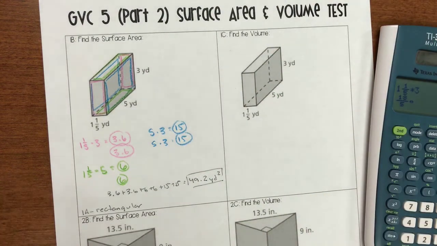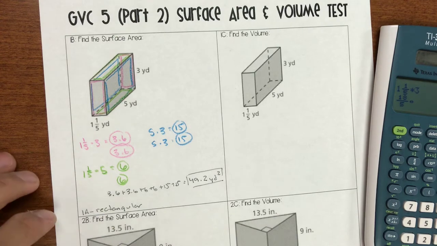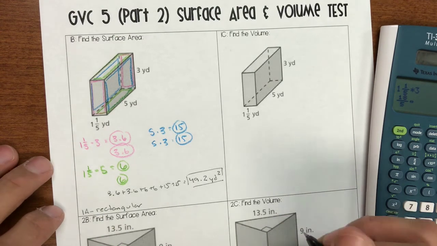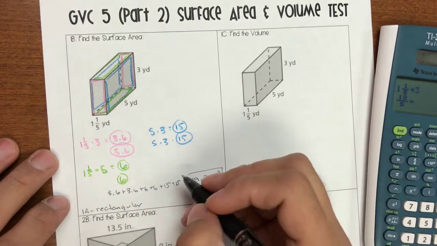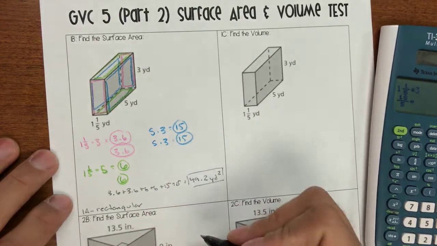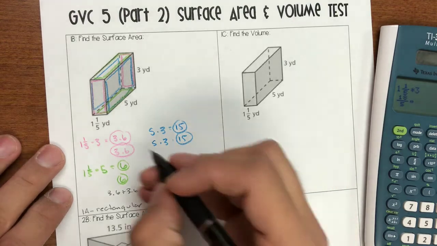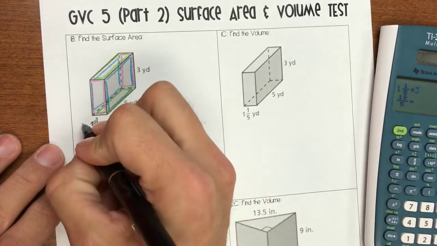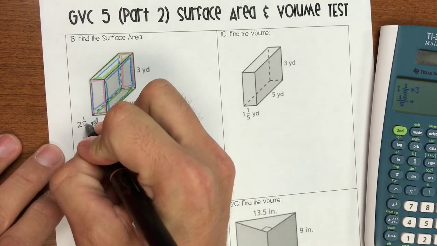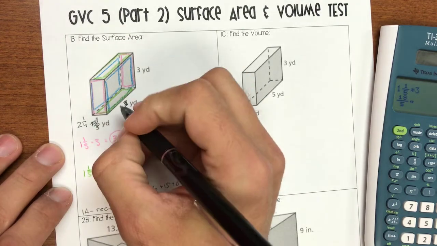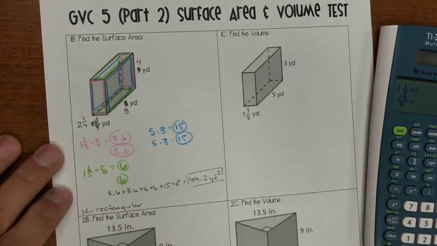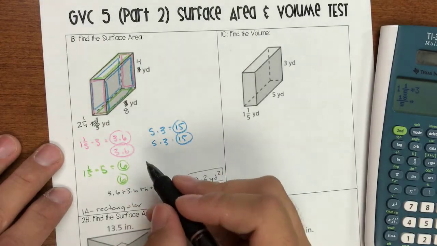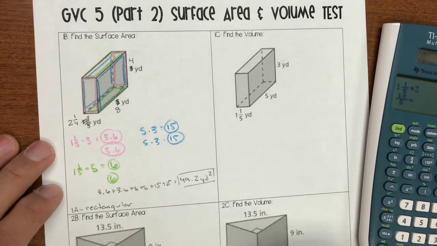Now, if you made a mistake on that one and you need to fix this problem, I don't want you to just do this problem. You need to do a new problem. I just did it for you. The new problem, instead of 1 1/5, we're going to change this to 2 1/4. And instead of 5 yards, we're going to change this to 8 yards. And instead of 3 yards tall, it's going to be 4 yards tall. So using those new numbers, I want you to solve the same problem.